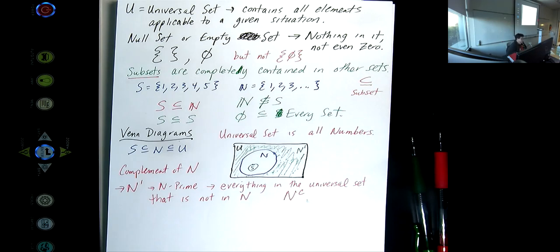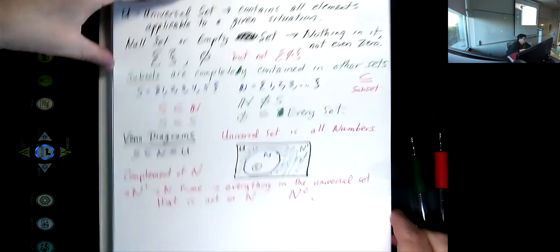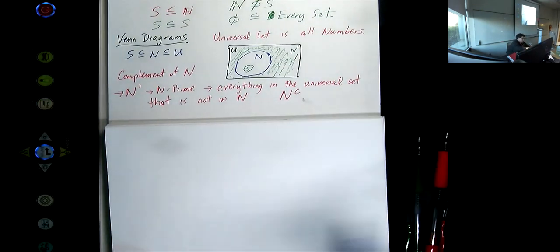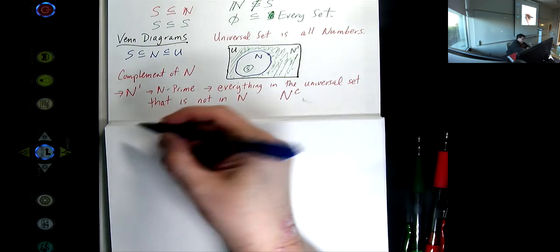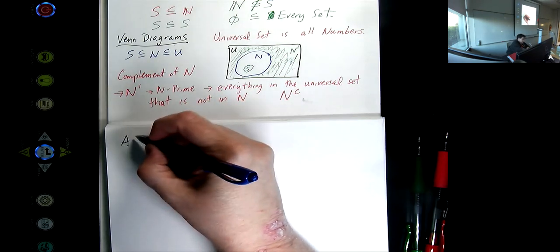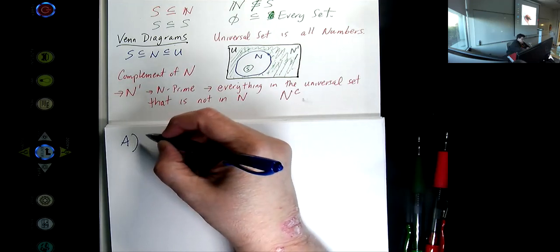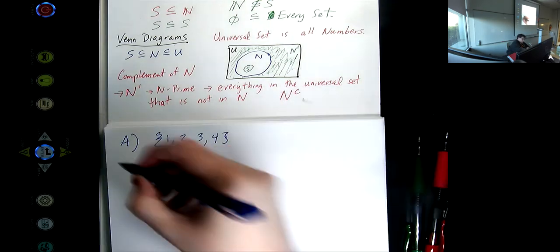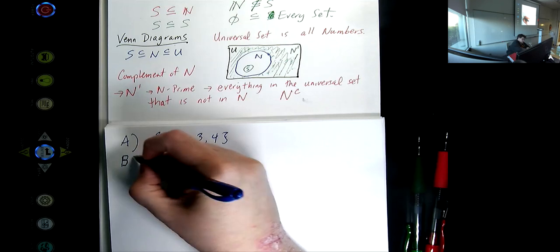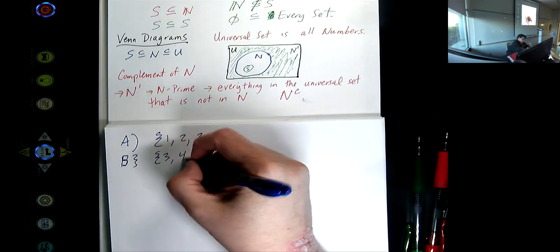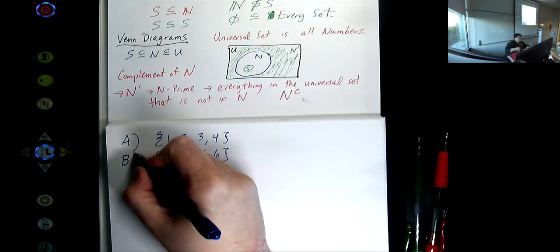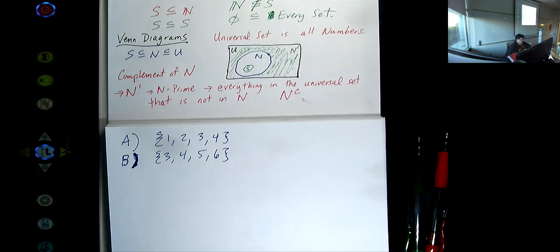Ready for more? Okay, let's come up with two new sets real quick, A and B, just to illustrate the last few properties, the ones that actually are useful. Let's say set A is 1, 2, 3, and 4. Let's say set B is 3, 4, 5, and 6. Those are my two sets.